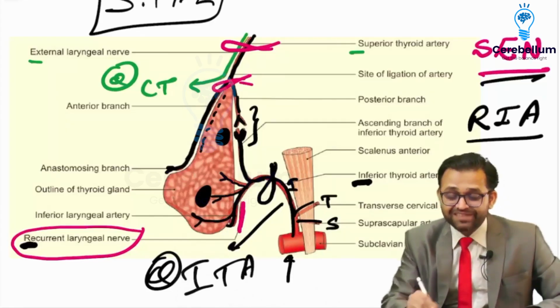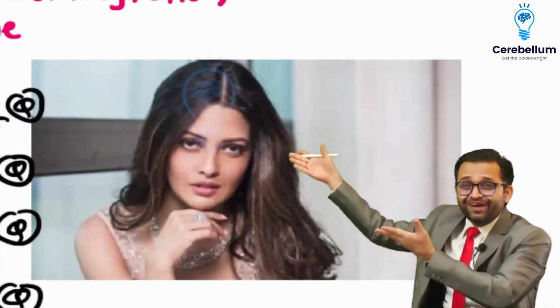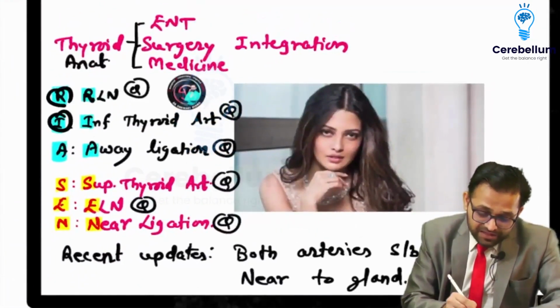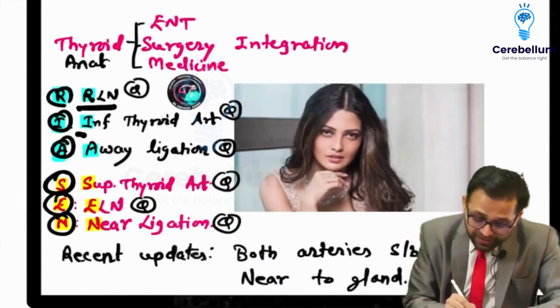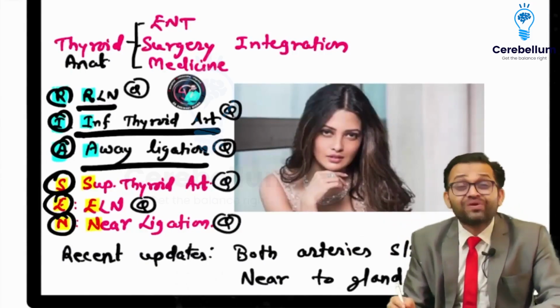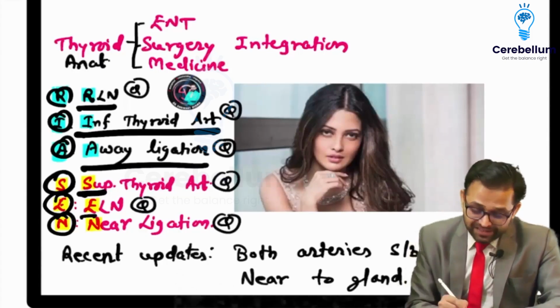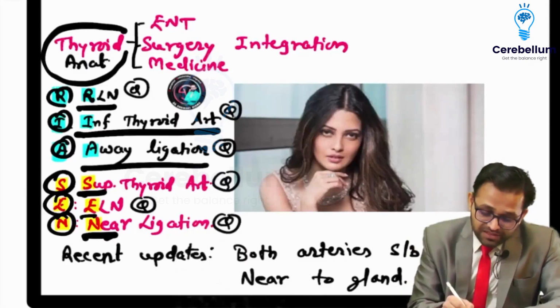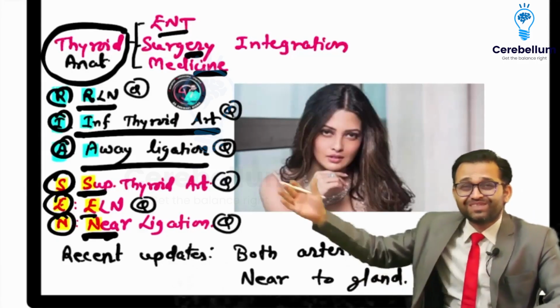So this is your mnemonic, Riya Sen. There was one old Bollywood heroine, a beautiful heroine, Riya Sen. You can remember the fact on her name, Riya Sen. R for recurrent laryngeal nerve, I for inferior thyroid artery, A for away ligation. While Sen, S for superior thyroid artery, it is related with the external laryngeal nerve. It should be ligated near to the gland, near ligation. Okay, fine. This fact will be useful in anatomy as well as ENT, surgery, medicine, all these subjects. So Riya Sen is very important.